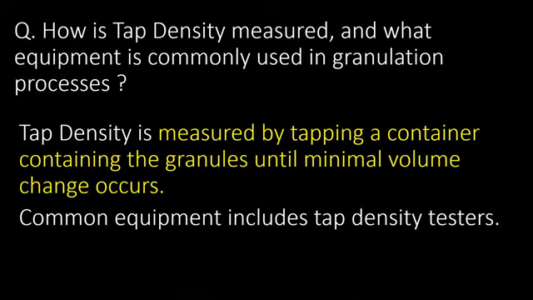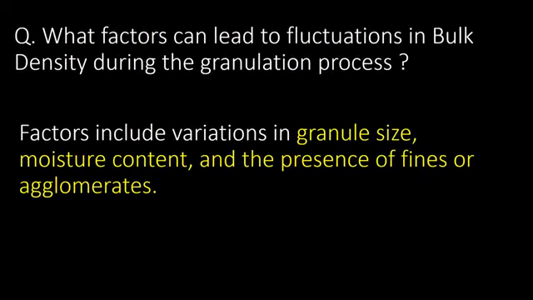How is tap density measured and what equipment is commonly used in granulation processes? Tap density is measured by tapping a container containing the granules until minimal volume change occurs. Common equipment includes tap density testers. What factors can lead to fluctuations in bulk density during granulation process? Factors include variations in granule size, moisture content and the presence of fines or agglomerates.